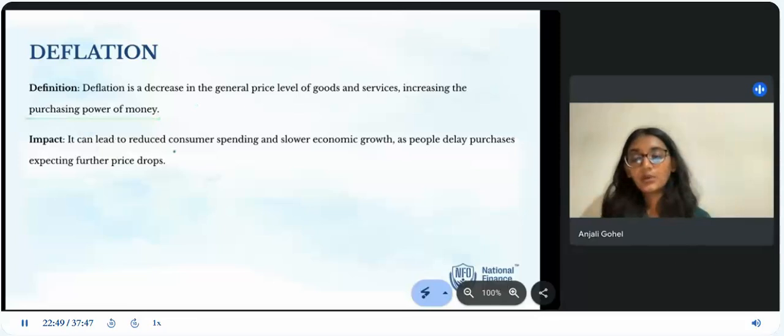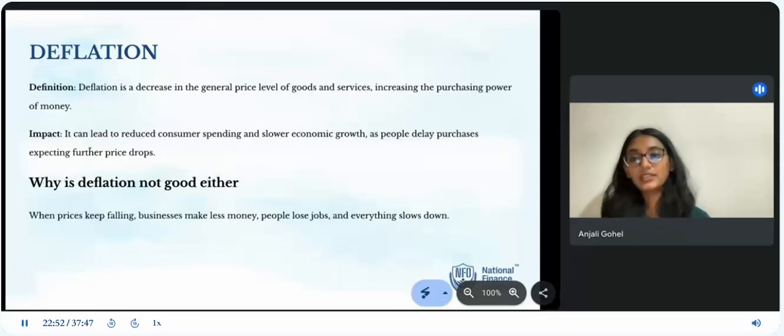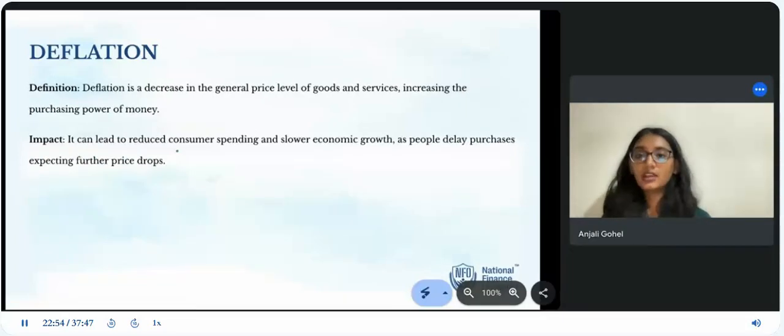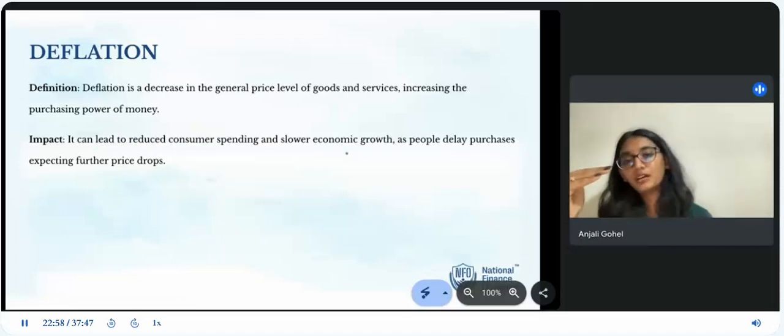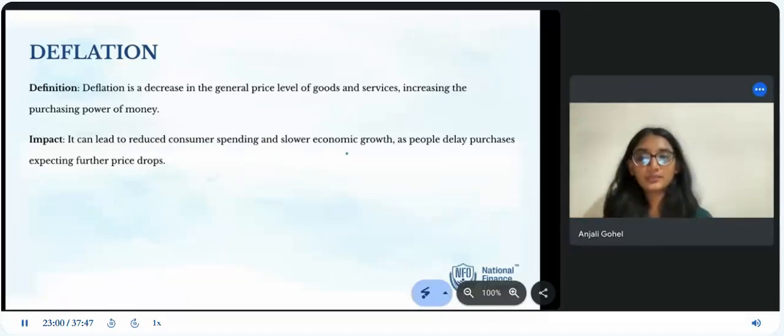Now, what is the impact of this? The impact is, of course, it will again reduce the customer spending, because we will always be in this situation wherein we would want more price drops, right? We would wait for the price to drop more. So we will delay our purchase, right? We wouldn't spend it right now. We would be in the expectation that the prices will fall even more.